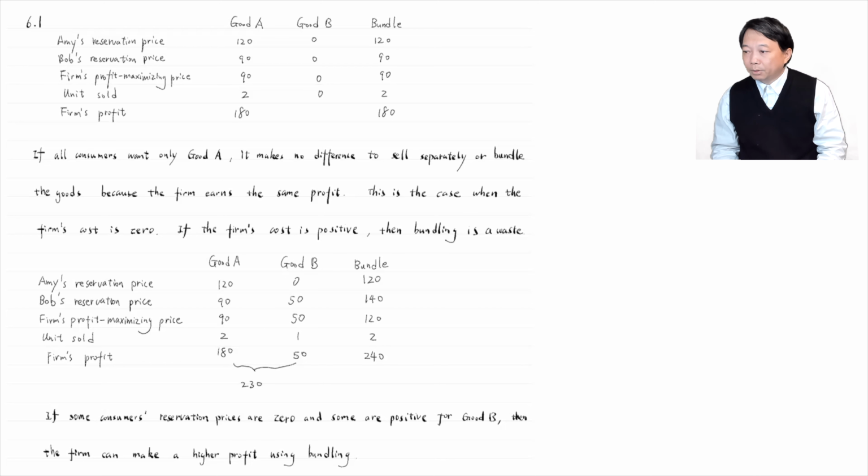If the firm sells the two goods in a bundle, it maximizes its profit by charging 120, selling to both consumers and earning 240. The firm makes a higher profit using bundling.